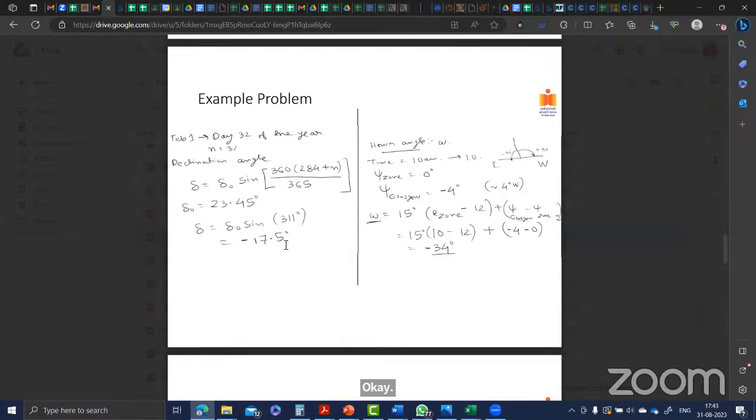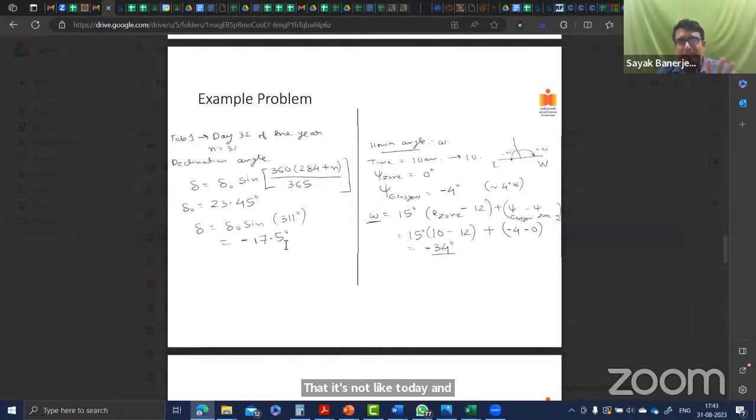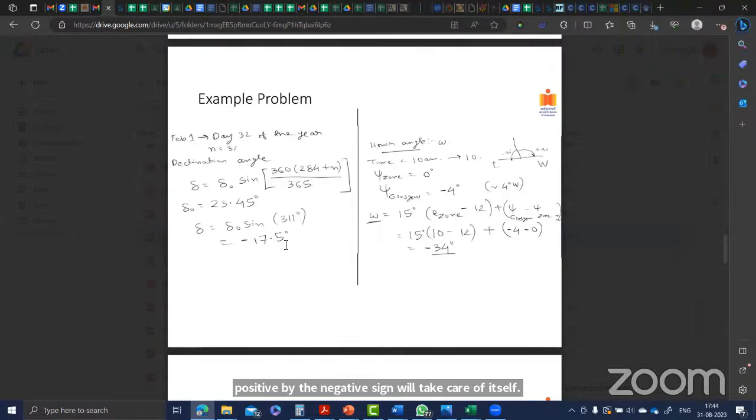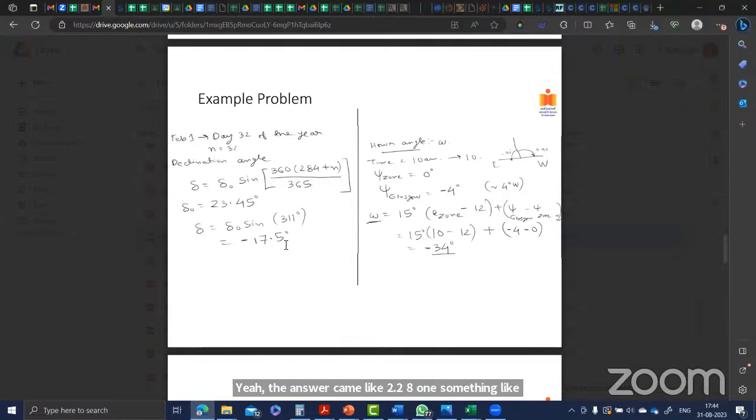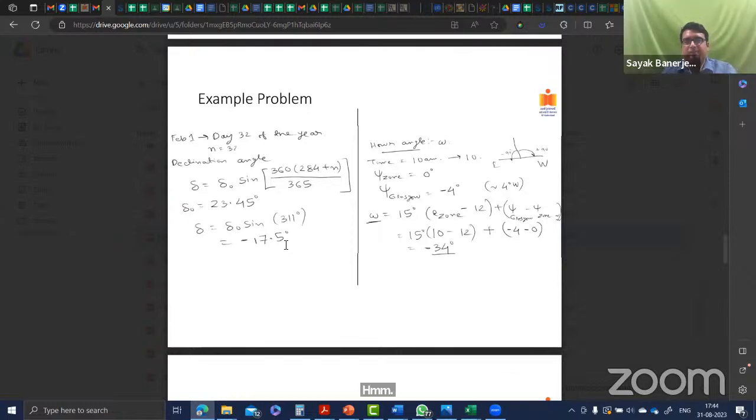Actually, I have done the same way, but because it is summer, I took it as plus 2. That is how I took the answer. Yeah, I understood. But if you do it this way, delta naught as 23.45 and whatever the value of sine is, you keep, then the positive and the negative sign will take care of itself. You don't have to worry about it. The answer came like 2.281, something like that. Then it was a confusion whether it is plus or minus. Then I took it because it is summer, so plus.